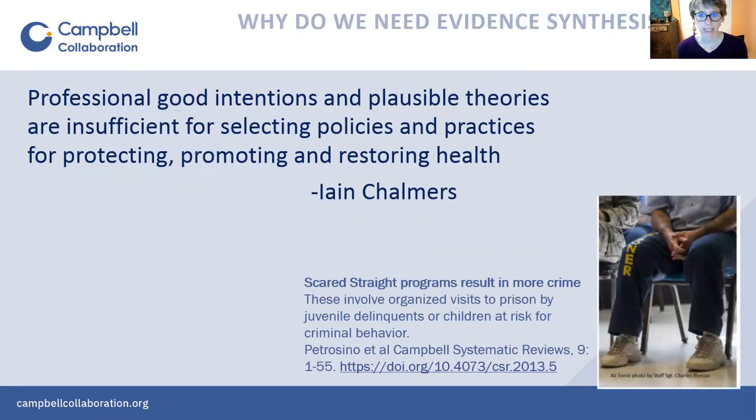So why do we need evidence synthesis? I think you're probably all converted, and some of you may have seen this quote: professional intentions are not sufficient for selecting policies. Actually, well-intentioned interventions can cause more harm than good. Scared Straight programs are one example of this from Campbell systematic reviews, where juvenile delinquents are exposed to prison, and this actually resulted in more crime.